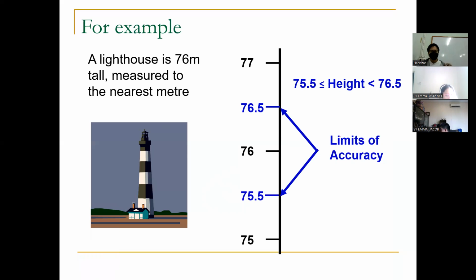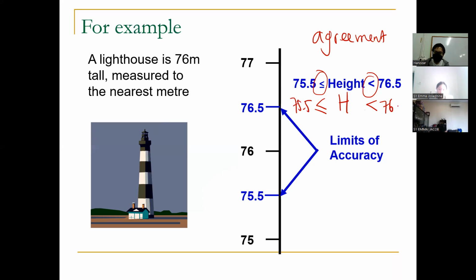And you need to memorize. Here, we have the equal sign on the left side. We don't have the equal sign on the right side. Only for agreement. Okay. Agreement that the left side has the equal sign, the right side has no equal sign. This is the height, you can just write H. And then this is 75.5, and 76.5.